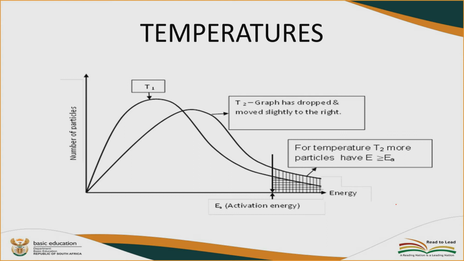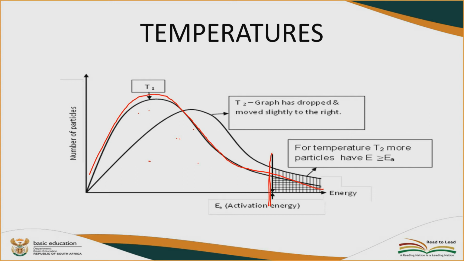What is happening here, you have got T1. At this point, you have got particles that have got energy. What does that mean? It means these particles that are below the surface don't have enough energy. So what happens when you increase the temperature? Grade 12, in the examination, you will be expected to draw these 2 graphs on the same axis.